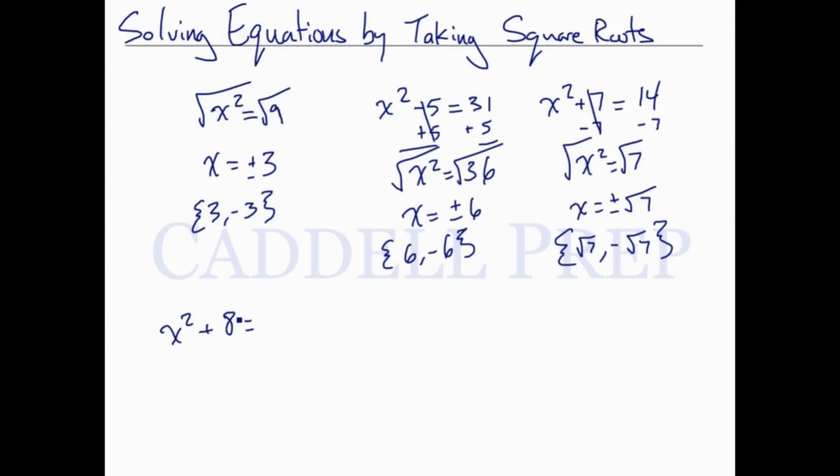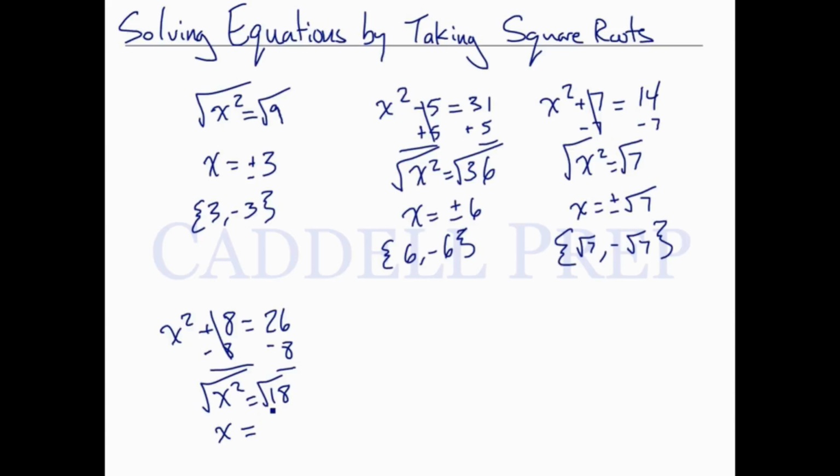So let's try another one. x squared plus 8 equals 26. In this case, same thing. We get x squared by itself: minus 8, minus 8. And we get that x squared equals 18. I do the square root of both sides. We get x equals plus or minus radical 18.